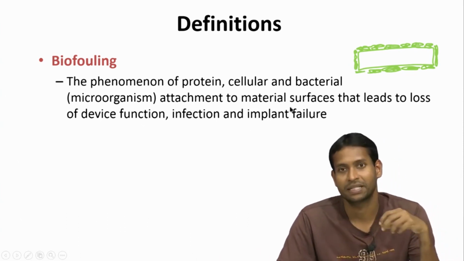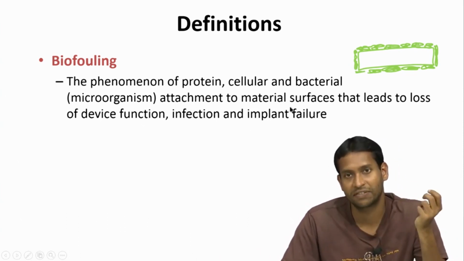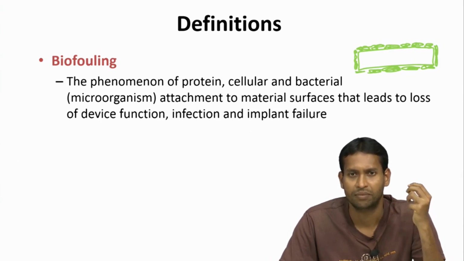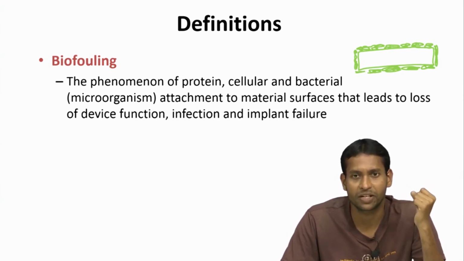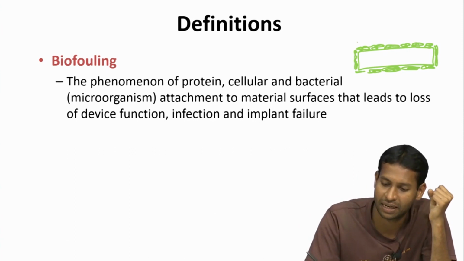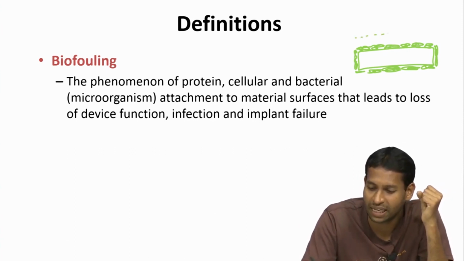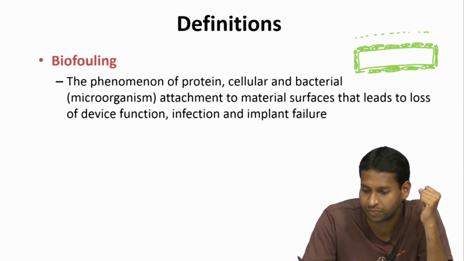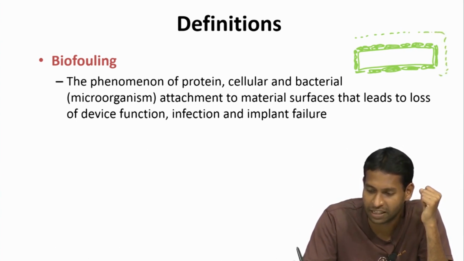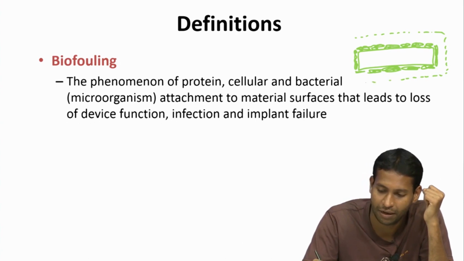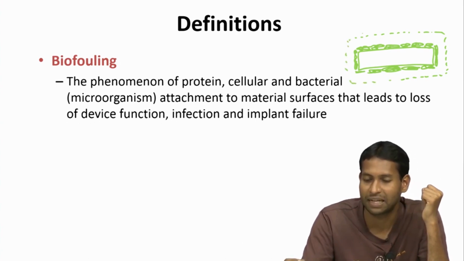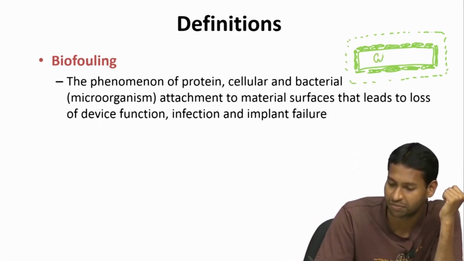And sometimes this could lead to loss of the device function. If it is a thin layer, usually it is not a big issue, but let us say this layer of protein and cells gets coated to quite a thick, as well as compact, layer around it, then what will happen? Let us say this was a glucose sensor.